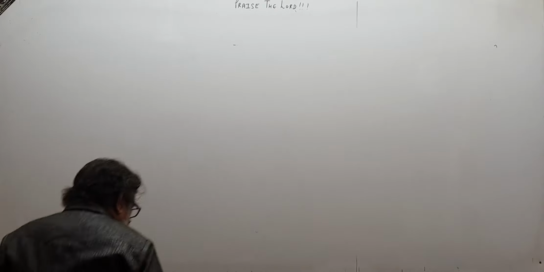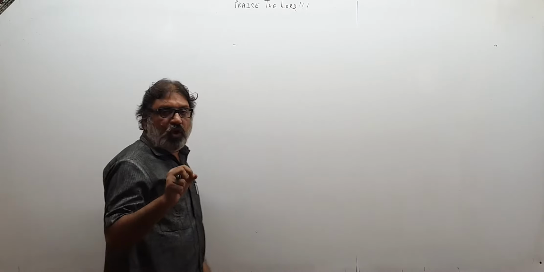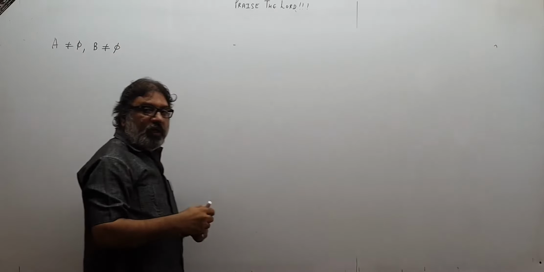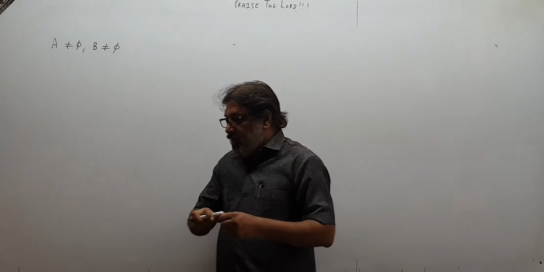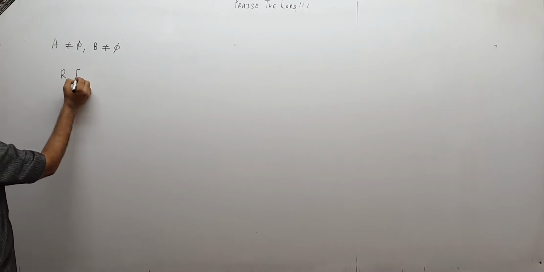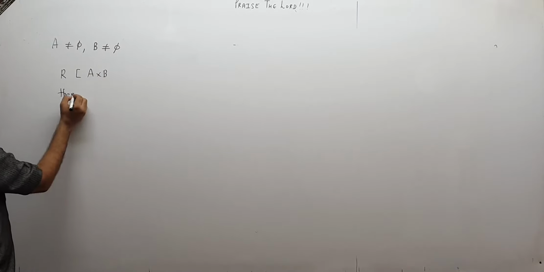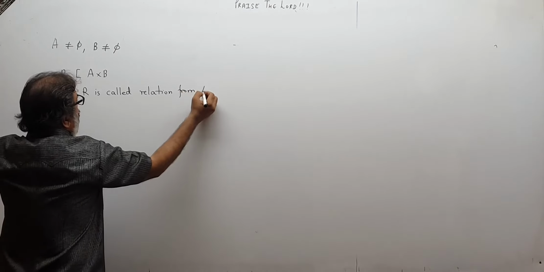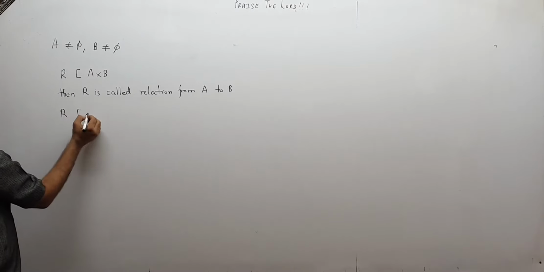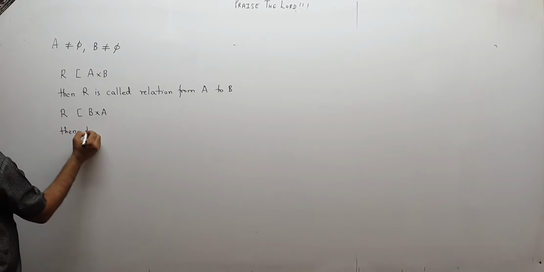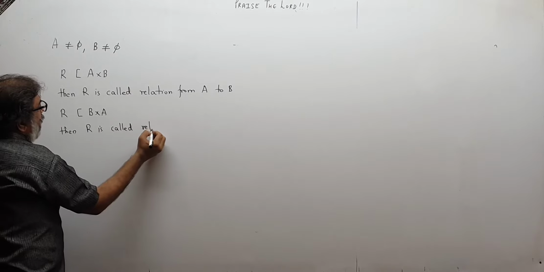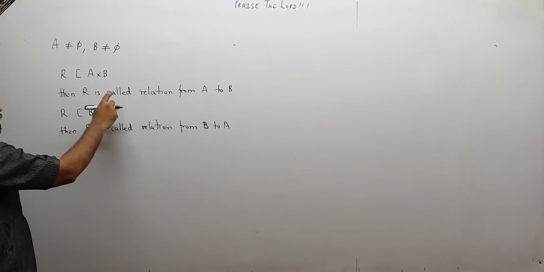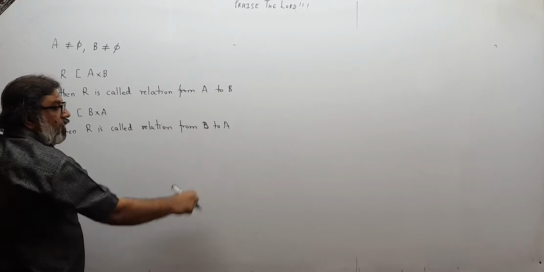Now, children, we have to think about relations. What is a relation? If A and B are two non-empty sets, A is not a null set and B is also not a null set, then any subset of A cross B, if R is a subset of A cross B, then R is called a relation from A to B, and if R is a subset of B cross A, then R is called a relation from B to A.